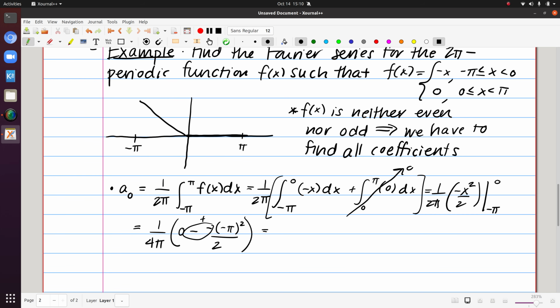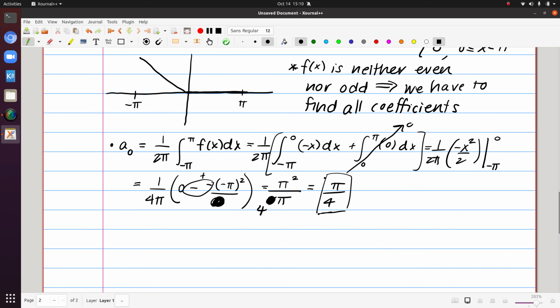So we will get pi squared over 8 pi. Whoops, sorry, I already pulled my 1/2 out. So this should be 4 pi. And then we can cancel a factor of pi. And this should be now pi over 4. That is our constant term, our additive constant.